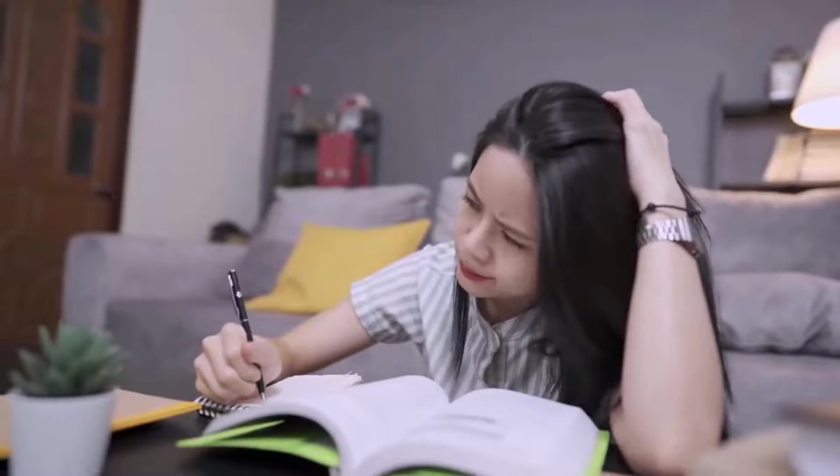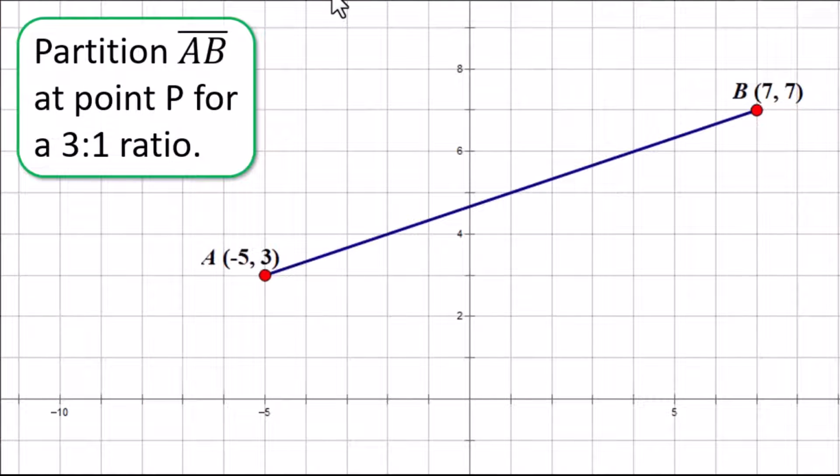And these problems have a language that can be a little confusing. Partition segment AB at point P for a 3-to-1 ratio. Okay, let's see if we can translate that into English. Partition, part, means to break it up into parts. All right, so you want to think of these ratios as how you're going to split things up.